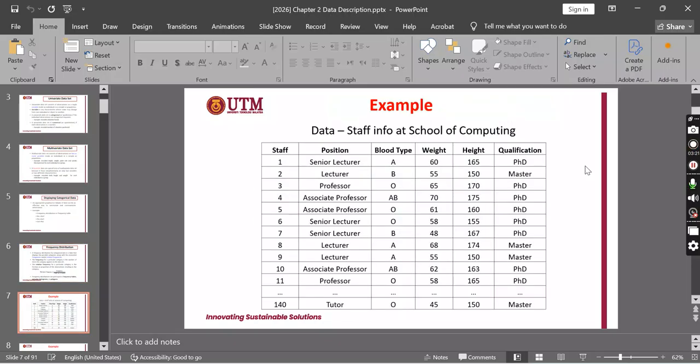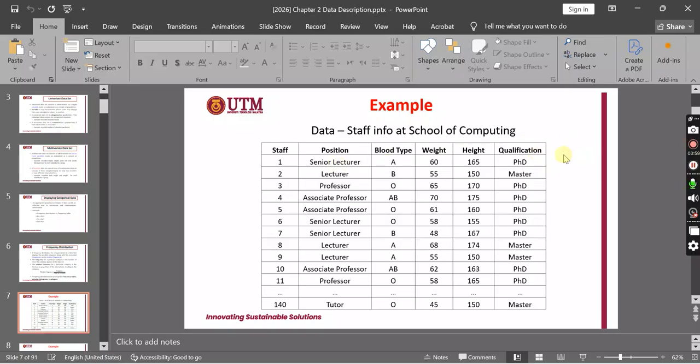For example, let us say this is the raw data that you have. We collected data from the staff, it's staff information at the School of Computing, for example. How many persons do we have in the school? Look at the staff column starting from 1 to 140. So we have 140 persons in the School of Computing. Okay, we took some information from them. The information is position, blood type, weight, height, qualification.